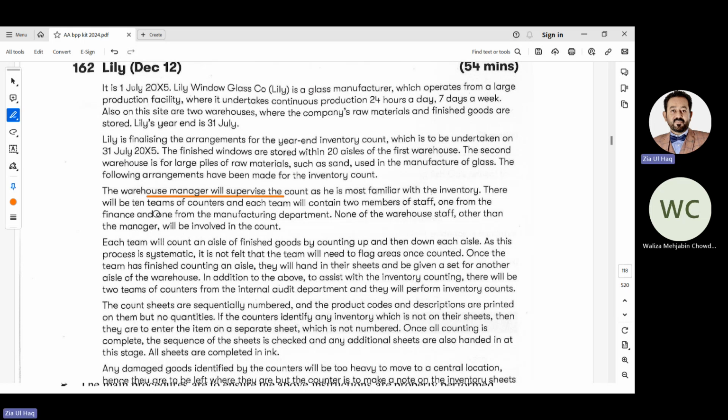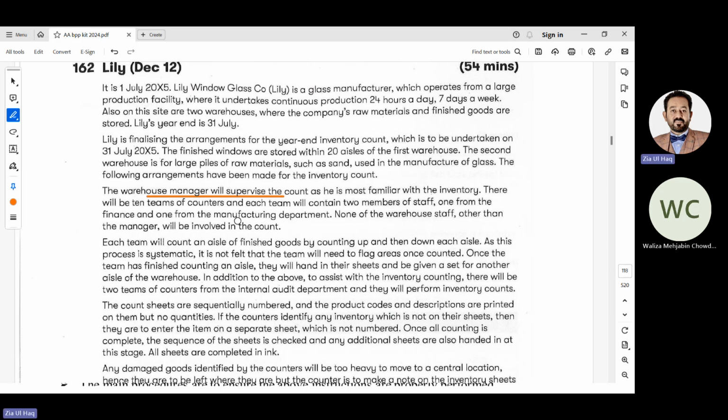There will be 10 teams of counters and each team will contain 2 members of staff. So that's fine. There are 10 teams and each team consists of 2 members. There should be a 2 member team, one for counting, one for recording. Okay. One from the finance and one from the manufacturing department.